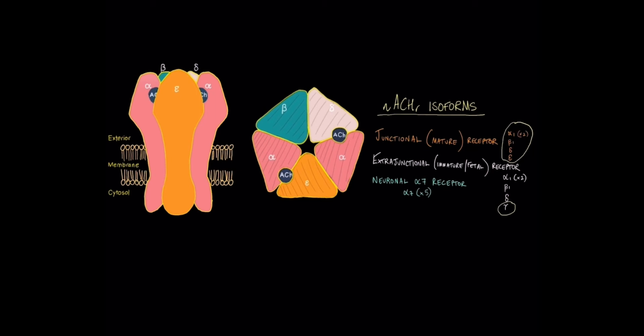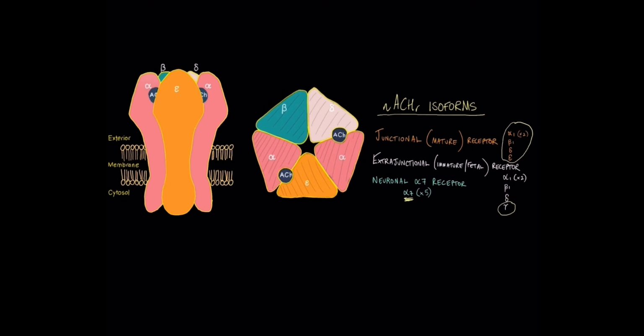Finally, these neuronal alpha-7 receptors that you see at the bottom, these are kind of more recently discovered isoforms of the acetylcholine receptor, and they have 5 of these alpha-7 subunits. So they look quite different to the mature receptors.